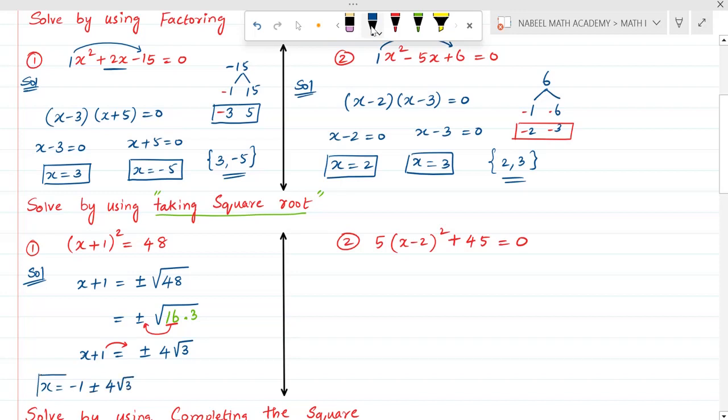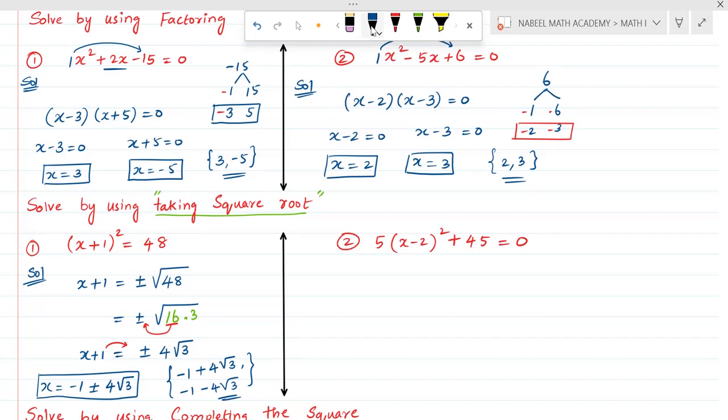So here also you will get two solutions. How are there two solutions? One is plus, one is negative. So minus 1 plus 4 root 3, and another solution is minus 1 minus 4 root 3. So you will get two solutions.